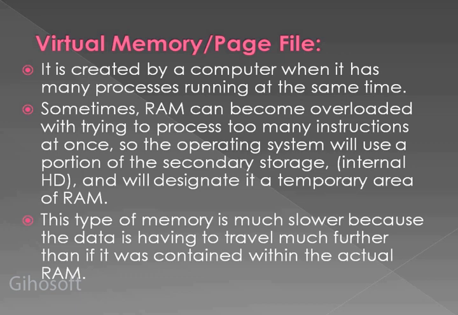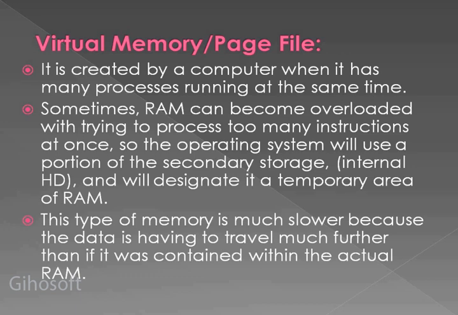So the operating system will use a portion of the secondary storage, meaning whatever is your internal storage device, either HDD hard disk or SSD, and it will designate it as a temporary area of RAM. This type of memory is much slower because the data has to travel much farther than if it was contained within the actual RAM. This is virtual. Your hard drive does not turn into RAM. It is just temporarily declared as RAM, a portion of it.